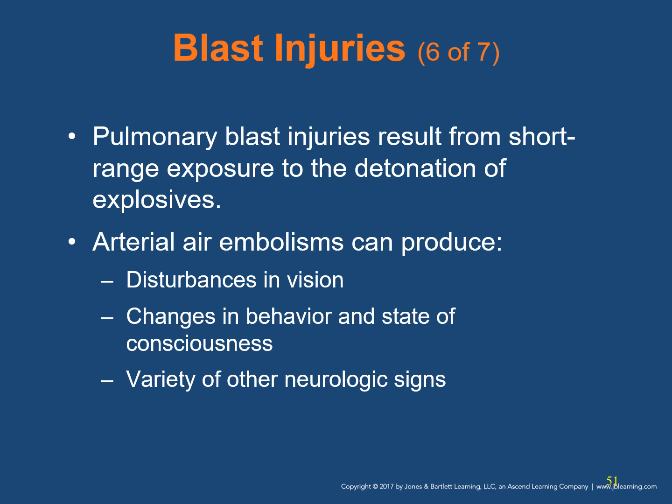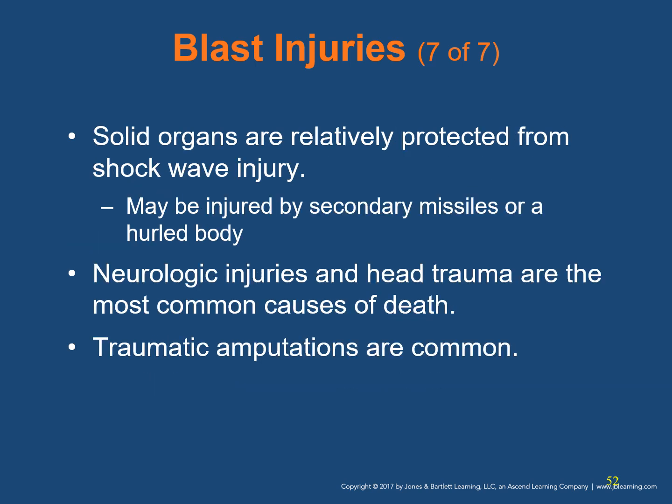One of the most concerning pulmonary blast injuries is the arterial air embolism, which occurs with alveolar disruption and subsequent air embolism into the pulmonary vasculature. This can produce disturbances in vision, changes in behavior, changes in state of consciousness, and a variety of other neurologic signs. Solid organs are relatively protected from shockwave injuries, but may be injured by secondary missiles or a hurled body. Neurologic injuries and head trauma are the most common causes of death from blast injuries.